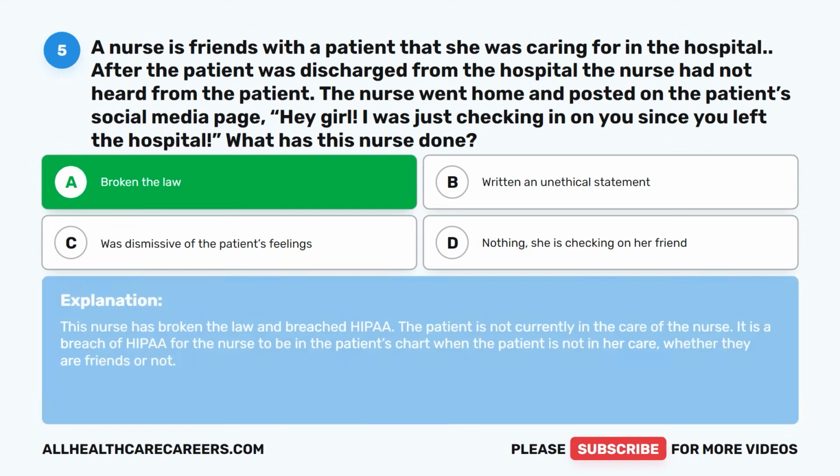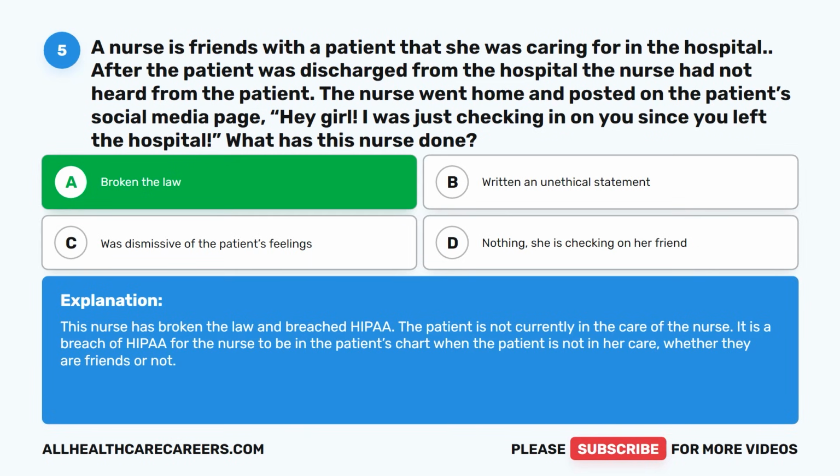Broken the law. This nurse has broken the law and breached HIPAA. The patient is not currently in the care of the nurse. It is a breach of HIPAA for the nurse to be in the patient's chart when the patient is not in her care, whether they are friends or not.